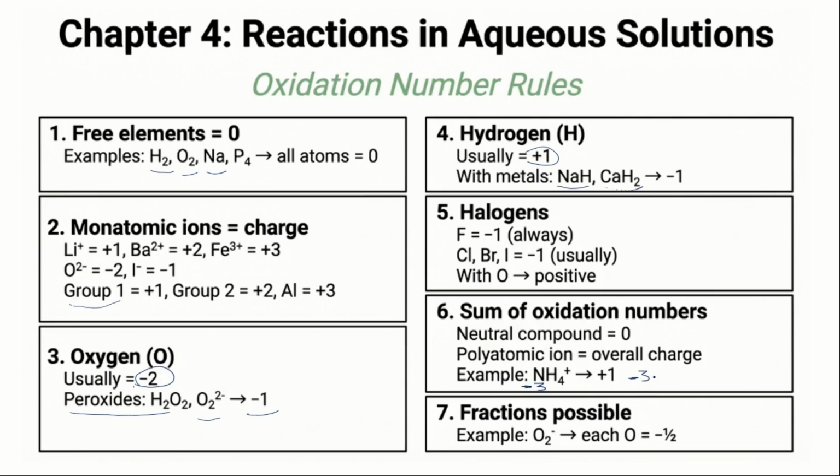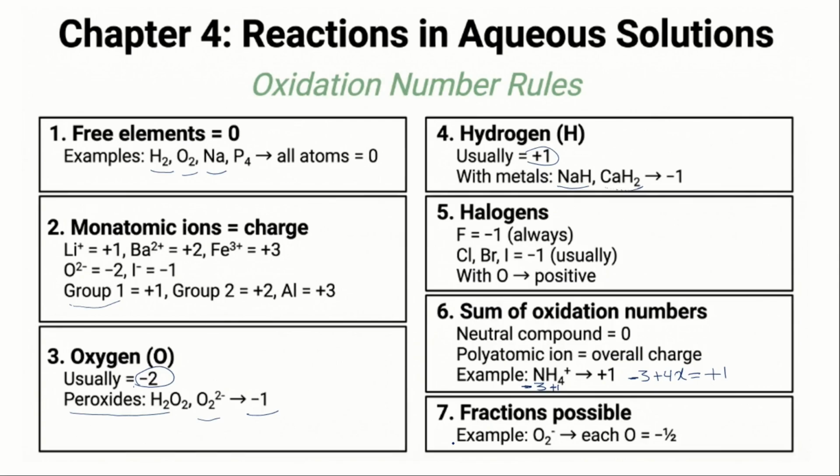-3 plus 4x, it could be +1. So if we solve and find x, what does it show? +1. So here for the hydrogen, we have +1, and the total charge of this ion is +1.